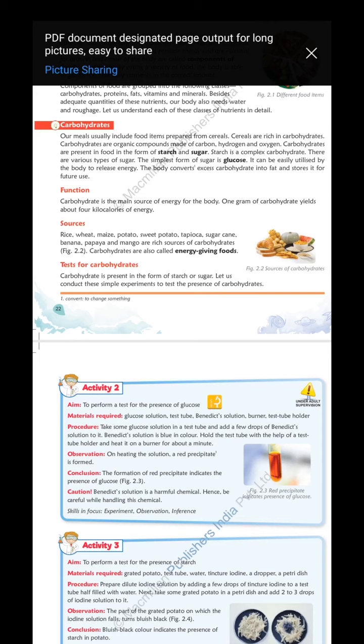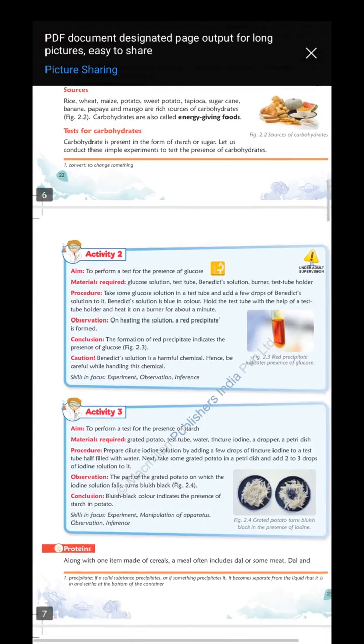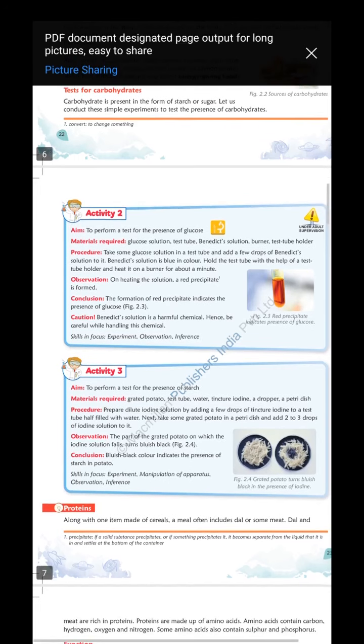For indication of starch, that is the test. In this simple experiment, they have given iodine solution, glucose solution, a test tube, and a test tube holder. They take glucose water, and in this solution they will pour some iodine. It is harmful, hence be careful while handling this chemical.